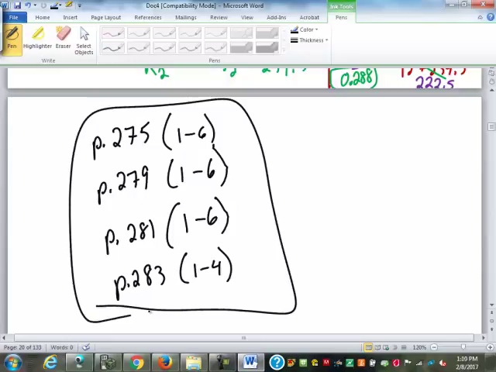Our next topic to deal with, our last topic for Unit 1, we're going to talk a little bit about binary numbers. So what I want to do is pass out a packet for you guys on binary numbers.